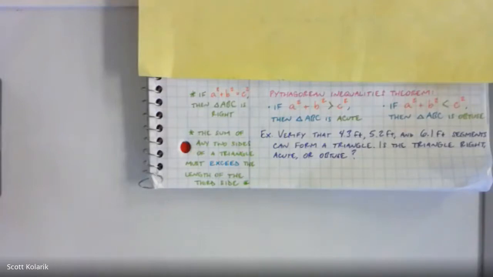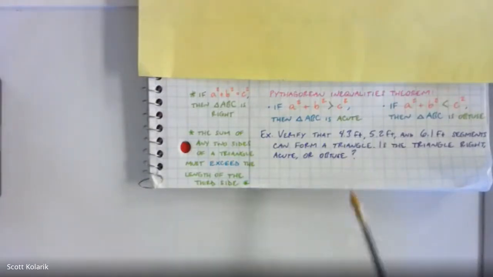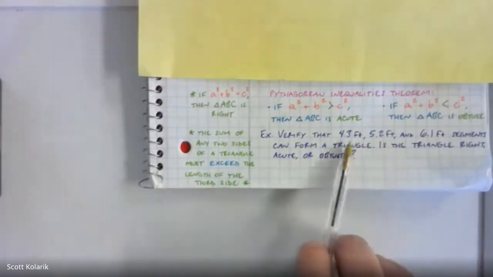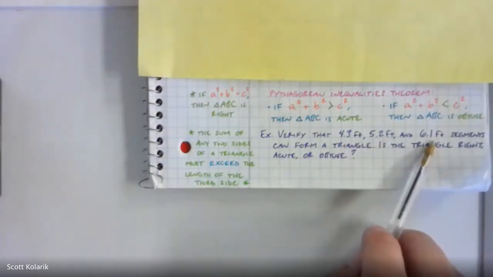All right, so this last problem actually uses a previous concept that I'll just briefly cover. In this example, we are given 3 segment lengths. Kind of like if I gave you 3 boards to use for construction or something like that. Maybe you're framing a roof or something. But I give you 3 segment lengths: one that's 4.3 feet, one that's 5.2 feet, and one that's 6.1 feet.